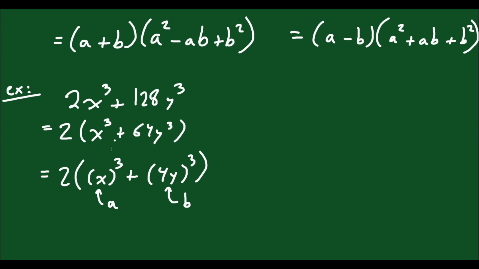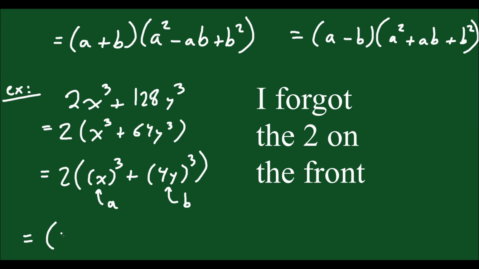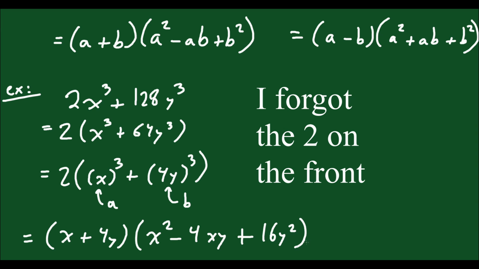So we just follow this pattern. We say a plus b, so x plus 4y, times a squared, so x squared, minus a times b, so I'll multiply these two together, and I'll get 4xy, plus b squared, so 4y squared, which is 16y squared. And write it like that. And that's your final answer.